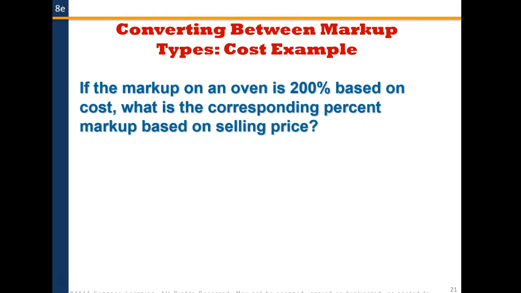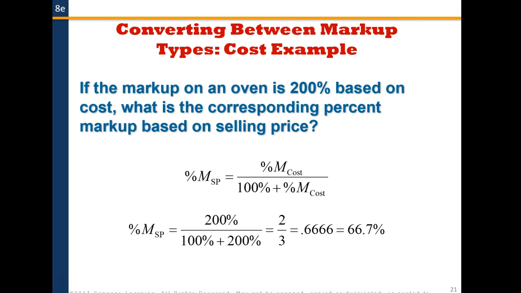Now let's take a look at the opposite of this. If the markup on an oven is 200% based on cost, what is the corresponding percent markup based on selling price? So now we are going to do the 200% divided by 100% plus 200%, so 2 divided by 3, which is 66.7%. So the markup based on selling price is 66.7%.